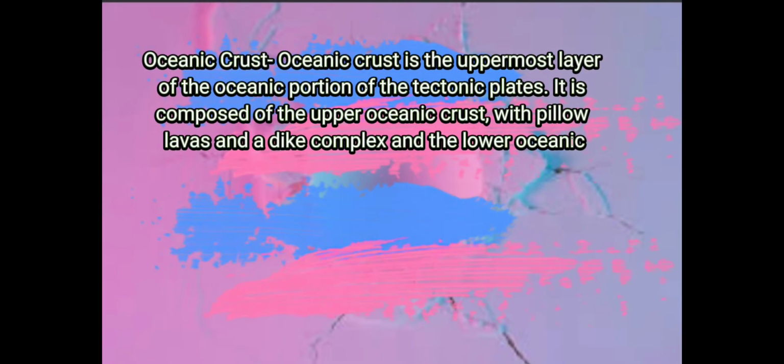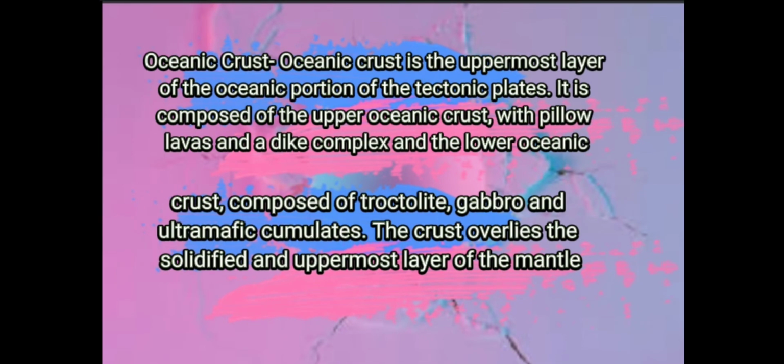Ocean crust. Oceanic crust is the uppermost layer of the oceanic portion of the tectonic plates. It is composed of the upper oceanic crust with lavas and a dike complex, and the lower oceanic crust, composed of troctolite, gabbro, and ultramafic cumulates.